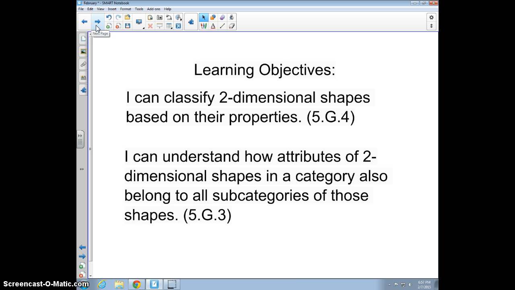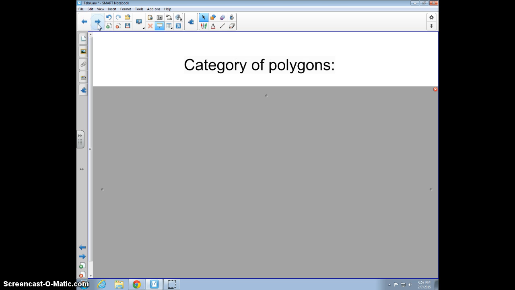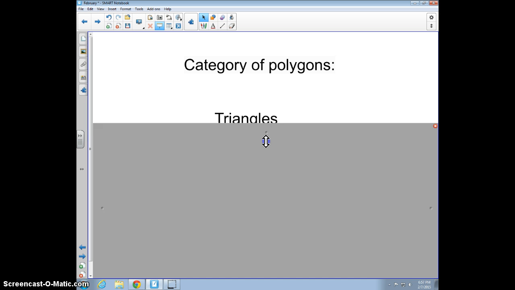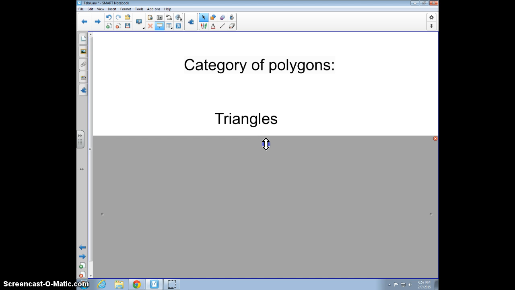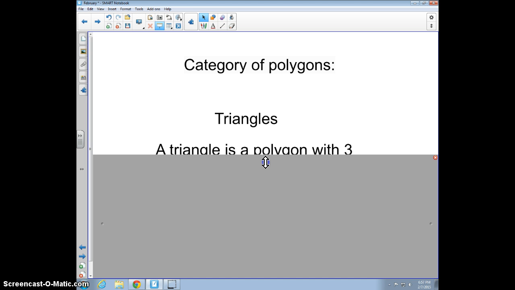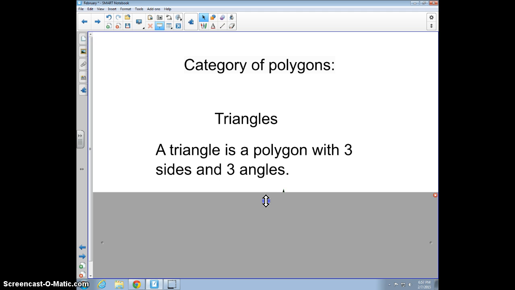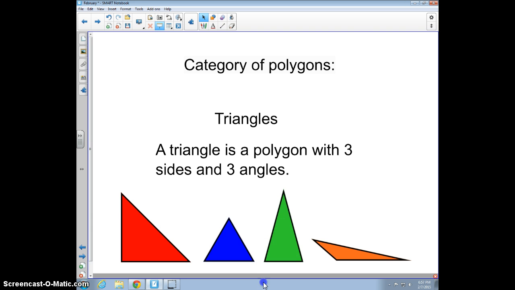So, in yesterday's lesson, we talked about quadrilaterals. Today we're going to talk about a different category of polygons, triangles. All right, who doesn't like a good triangle? So the definition of a triangle is a polygon with three sides and three angles. These are the attributes that make a polygon a triangle. And here we have a few different examples of triangles.